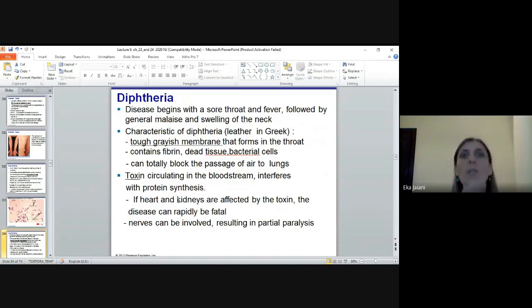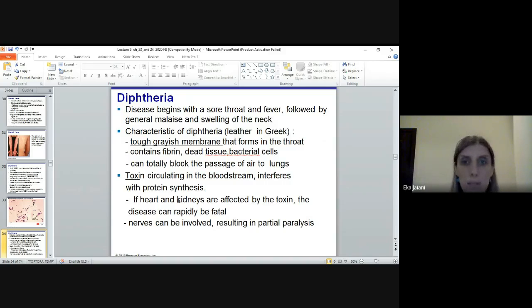And why? It affects the respiratory tract, grows there, invades epithelial cells, and produces toxins that have a systemic effect. And what is the problem here? Corynebacterium can form some grayish, whitish membrane that can cover the airways and can lead to death.